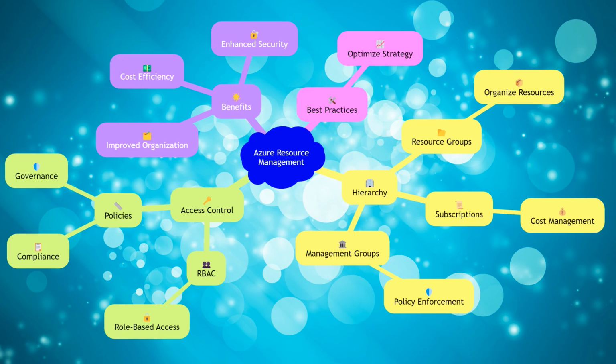Understanding the hierarchy of resource groups, subscriptions, and management groups is essential for efficient and effective resource management in Azure. This hierarchical structure provides a robust framework for organizing, managing, and controlling access to resources. By leveraging resource groups, subscriptions, and management groups, organizations can achieve improved resource organization, cost management, policy enforcement, and security. Implementing role-based access control, RBAC, and applying policies across the hierarchy are key to ensuring compliance and governance. By following best practices and leveraging this hierarchical structure, organizations can optimize their Azure resource management strategy.